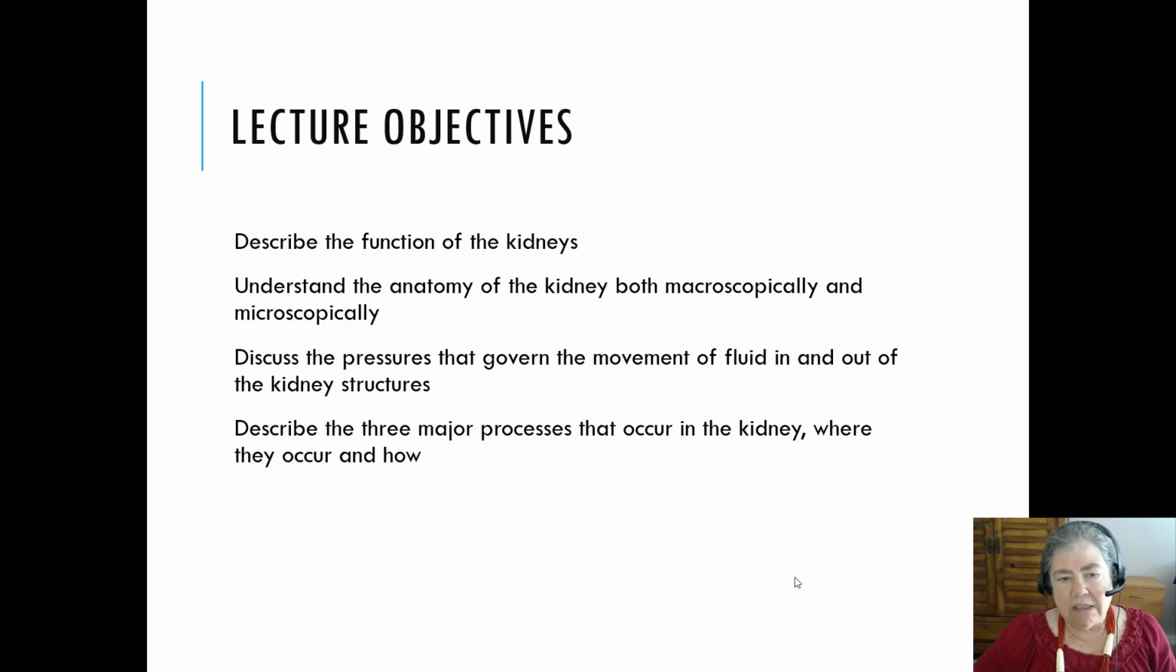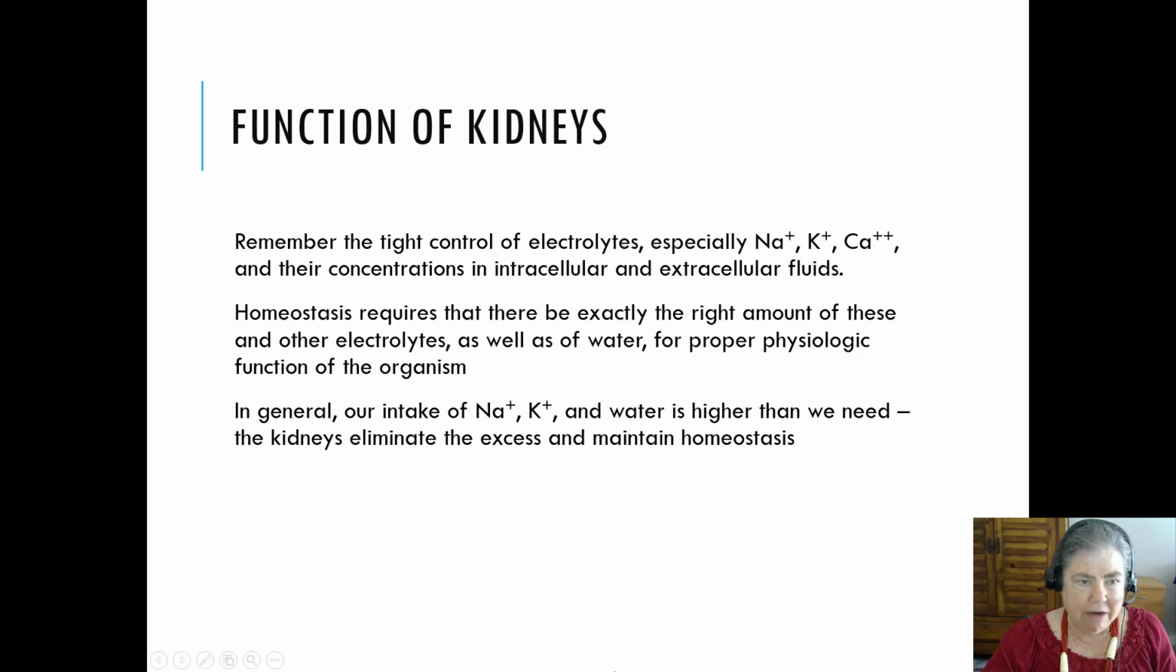There are 3 major processes that occur in the kidney, and we'll talk about where and how they occur as we take our little submarine and move through the tubules that make up the nephron of the kidney. So I'm going to start with just a little bit of review all the way back to the first lecture.